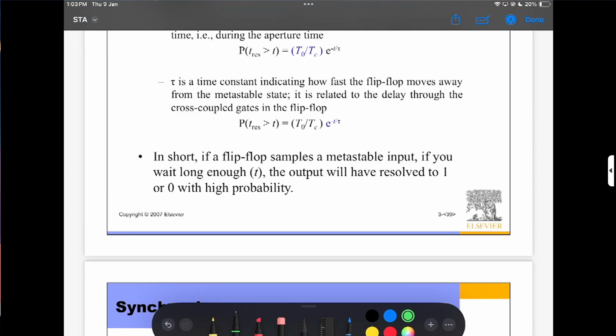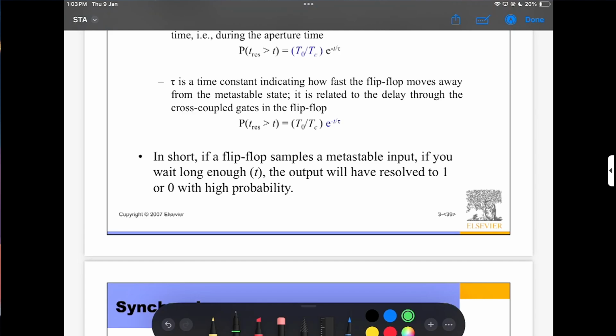In short, if a flip-flop samples a metastable input, and you wait long enough, long enough t, the output will resolve to 1 or 0 with high probability.